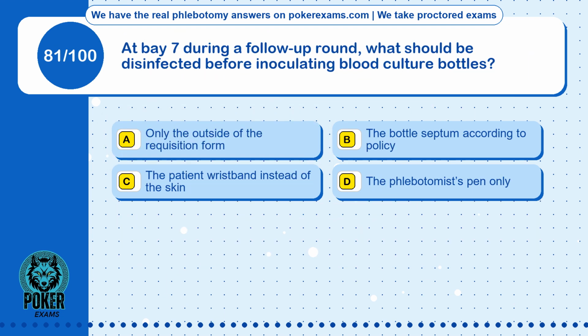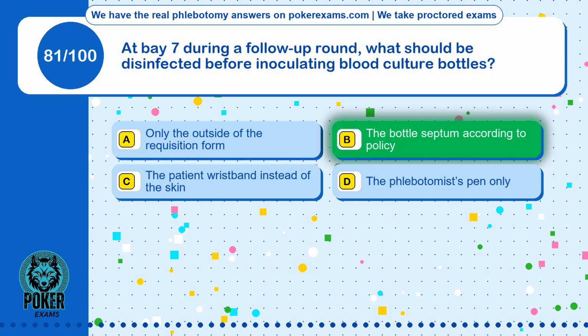Question 81. At Bay 7 during a follow-up round, what should be disinfected before inoculating blood culture bottles? Option A. Only the outside of the requisition form. Option B. The bottle septum according to policy. Option C. The patient wristband instead of the skin. Option D. The phlebotomist's pen only.